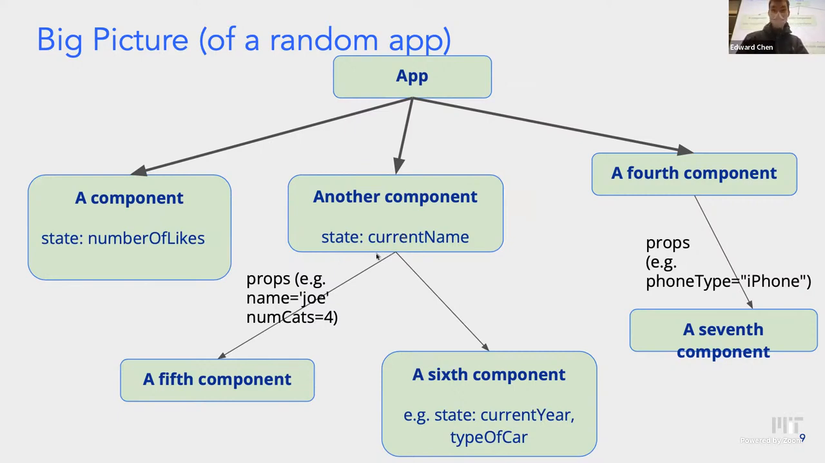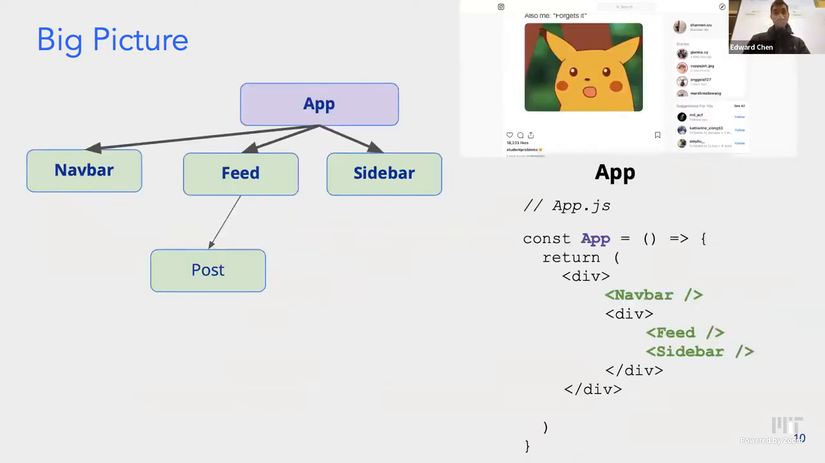So we can have props along the arrows and states within components. We can go ahead and make a component tree for the Instagram example that we've been talking about. As we've been over already, we have this big app component, and we want to further subdivide this into other components. What makes sense is a navbar component, a feed component, and a sidebar component, and then the feed component is in turn composed of a bunch of smaller post components.